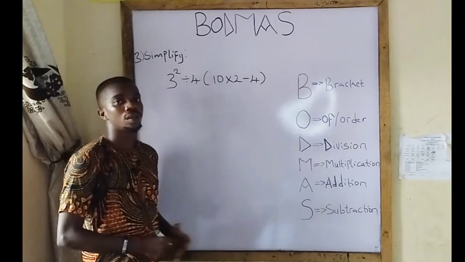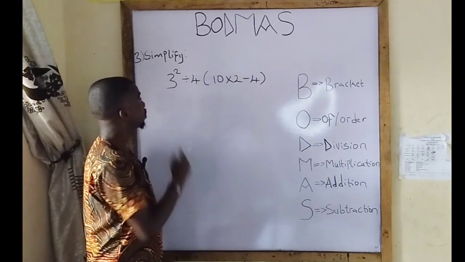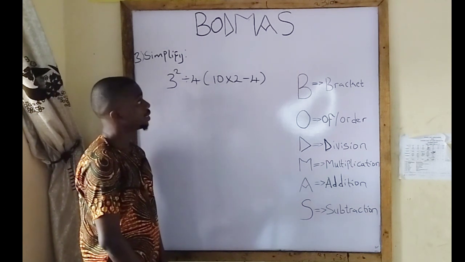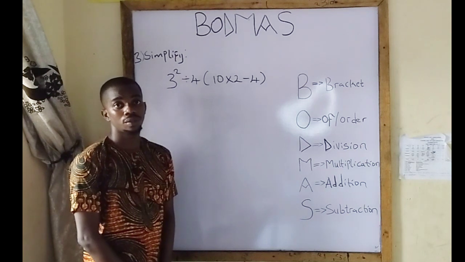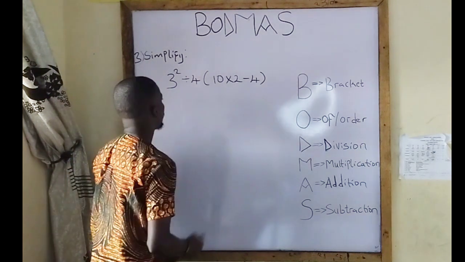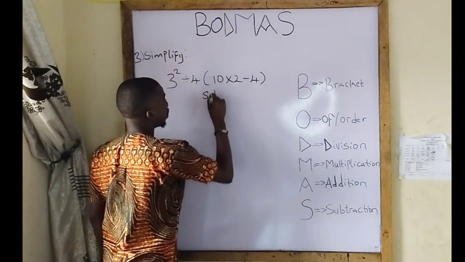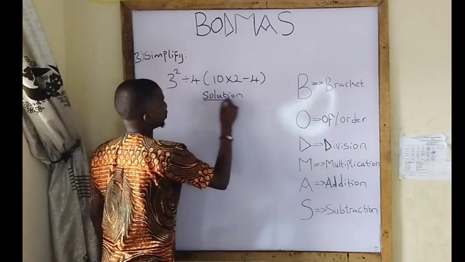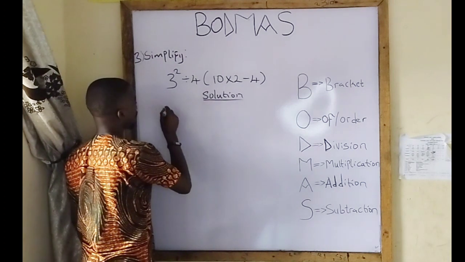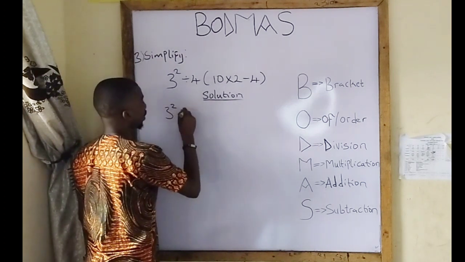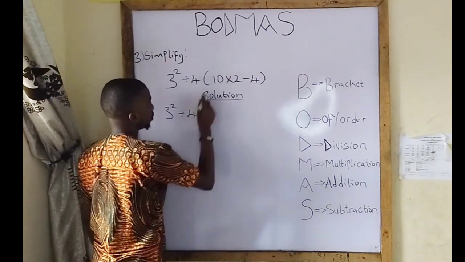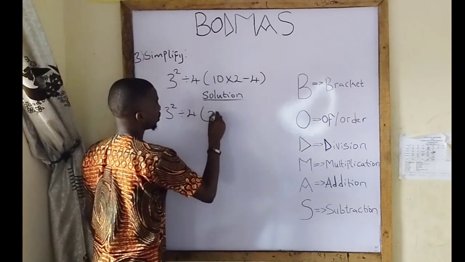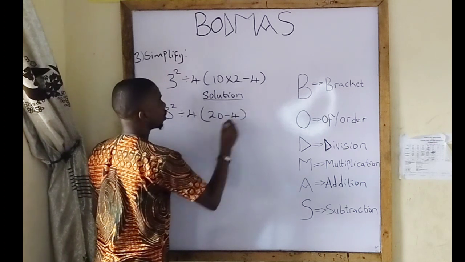All right. Okay, we have the next question here on the board: 3 raised to the power of 2 divided by 4, bracket open, 10 times 2 minus 4, bracket close. So now we start with what's in the bracket. We give preference to the bracket. 10 times 2 is 20, so we have 20 minus 4.